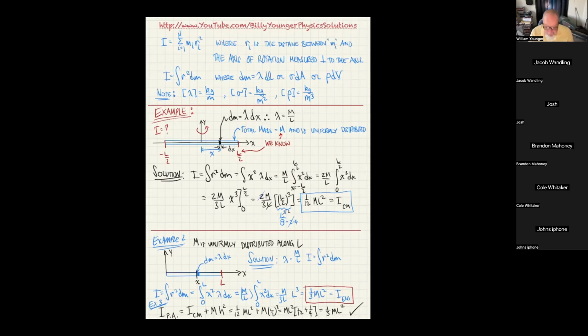Any questions on that? So we managed to get three examples out of that one little rod. Anybody have any questions about how we did that?